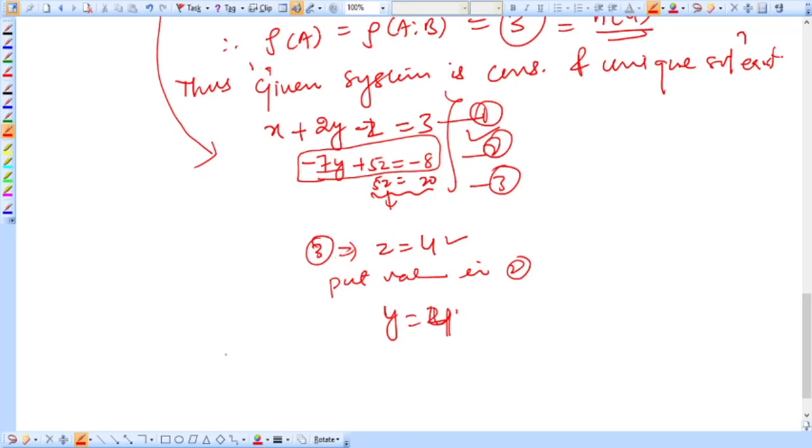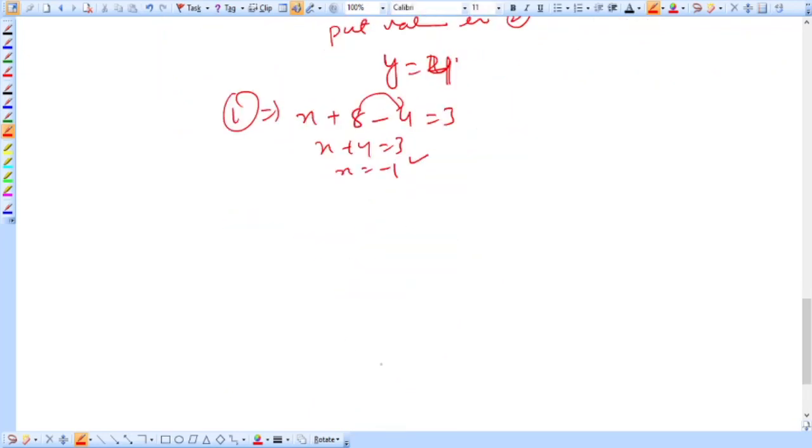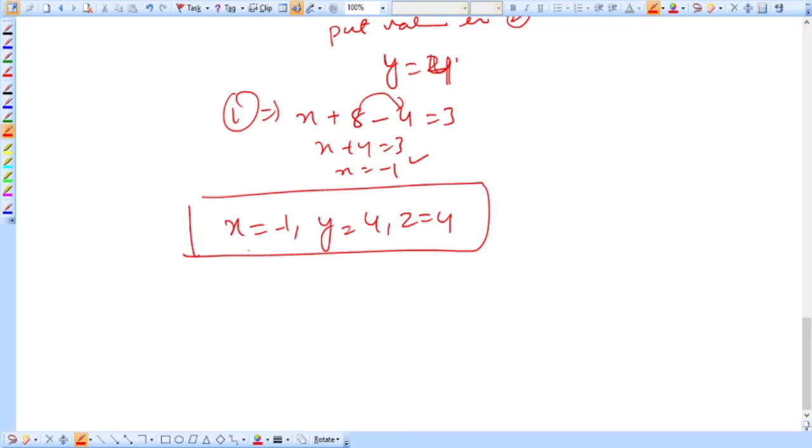Okay, and now put the values of y and z in equation 1. We get, equation 1 implies x plus 8 minus 4 is equal to 3. So it is equal to how much? 4. So x plus 4 is equal to 3. Now take the 4 to the other side, we get x is equal to minus 1. So therefore x is equal to minus 1 and y is equal to 4 and z is equal to 4. This is the required solution. Okay, this is the solution of the given system of linear equations.